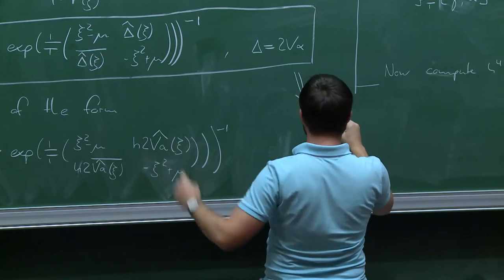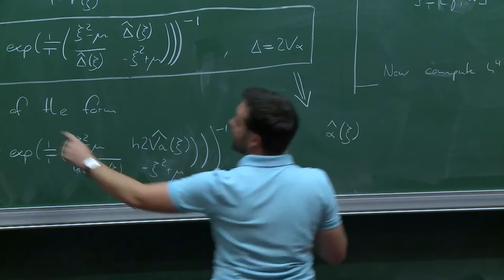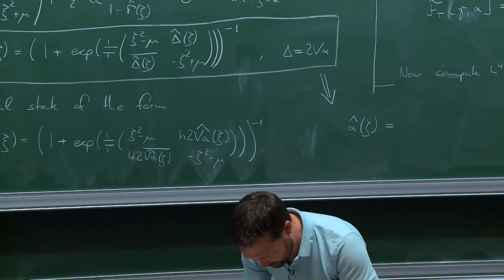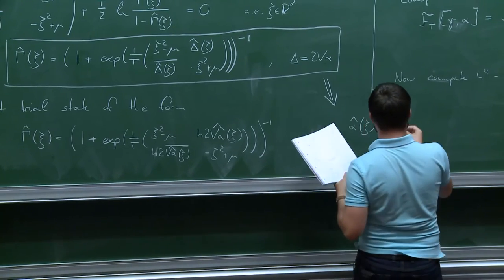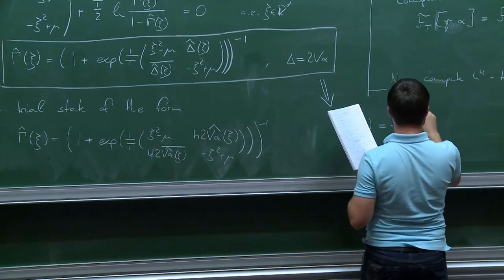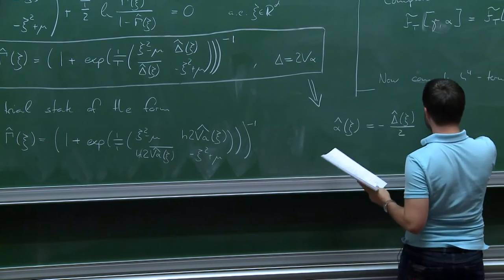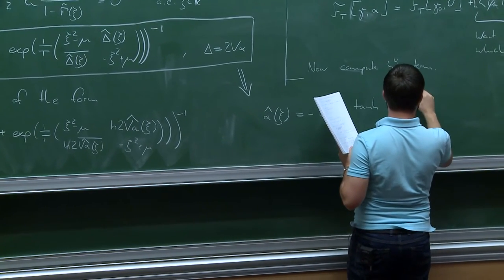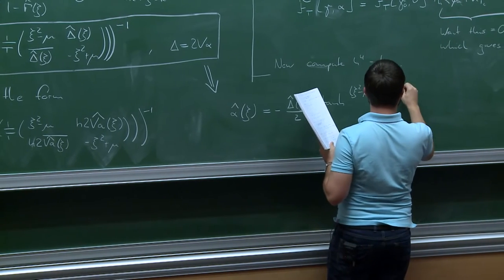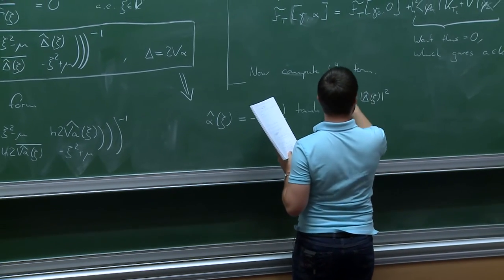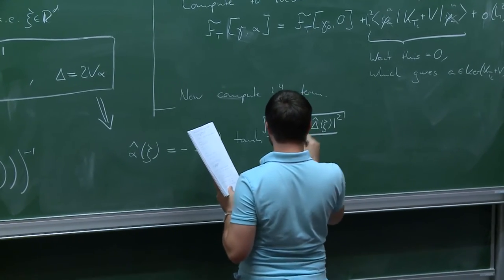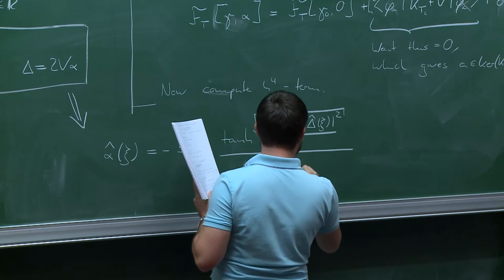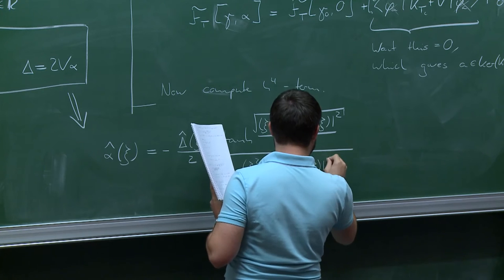The 1-2 entry, alpha hat of psi on this side, is equal to, let me find this thing here, minus delta hat of psi over 2 times tanh of (psi squared minus mu squared plus delta hat of psi squared) divided by 2t, everything divided by psi squared minus mu squared plus delta hat of psi squared.